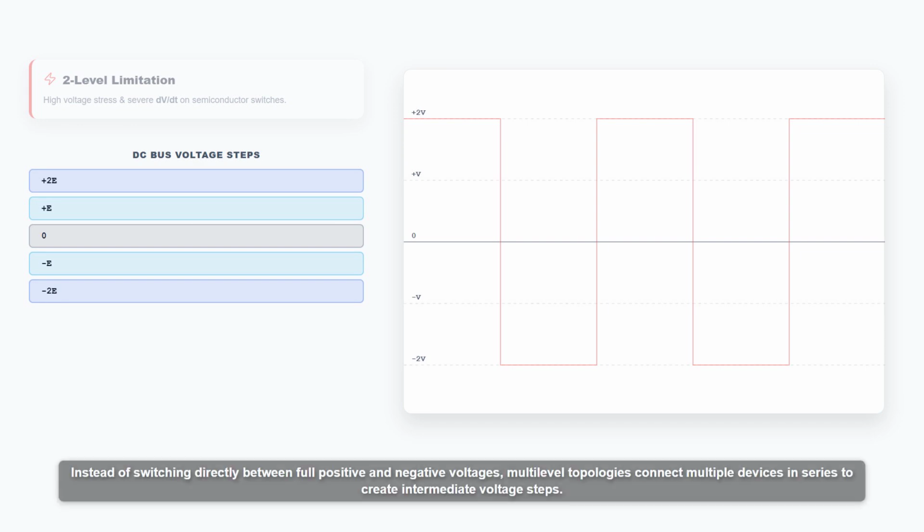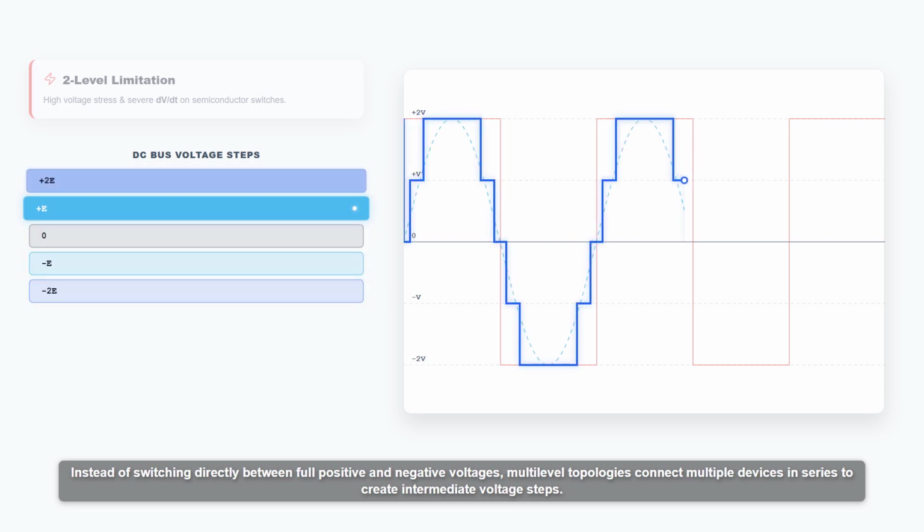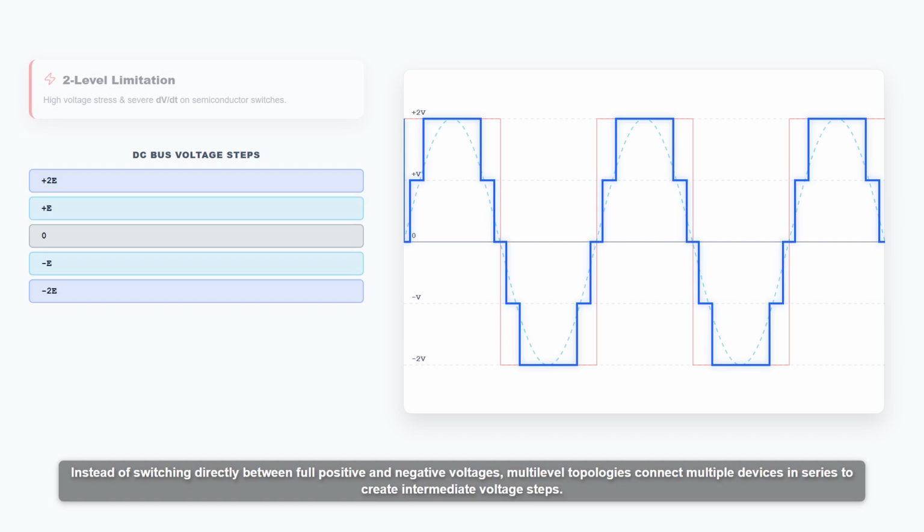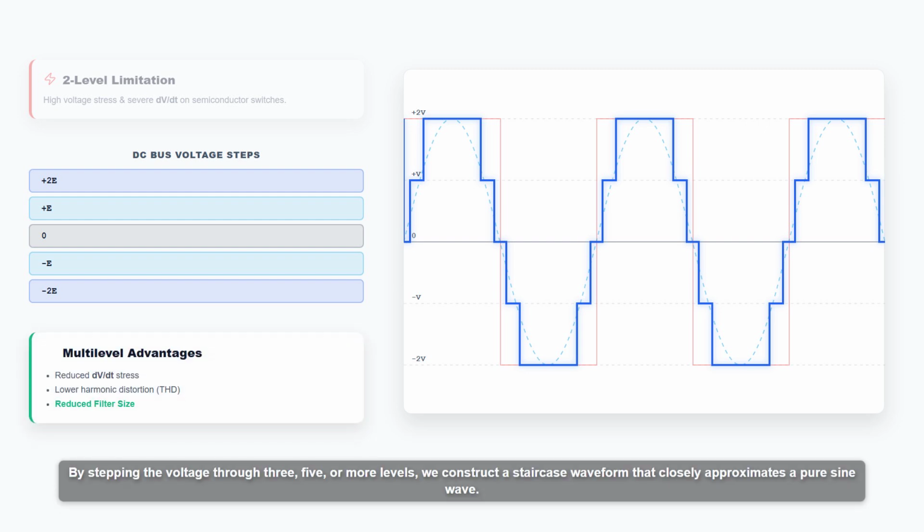Instead of switching directly between full positive and negative voltages, multi-level topologies connect multiple devices in series to create intermediate voltage steps. By stepping the voltage through 3, 5, or more levels, we construct a staircase waveform that closely approximates a pure sine wave. This dramatically reduces harmonic distortion before filtering. Consequently, we achieve a significantly reduced filter size and higher overall efficiency for grid applications.